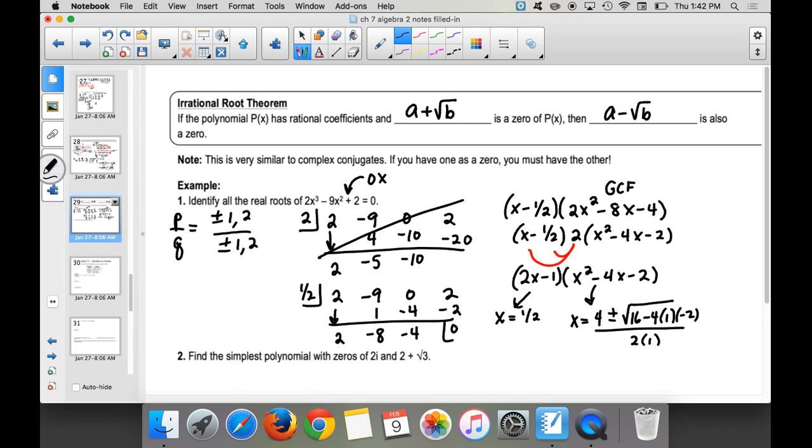So it's the square root of 24 that's in there. So 4 plus or minus the square root of 24, all over 2, which is 4 plus or minus 2 root 6 over 2.